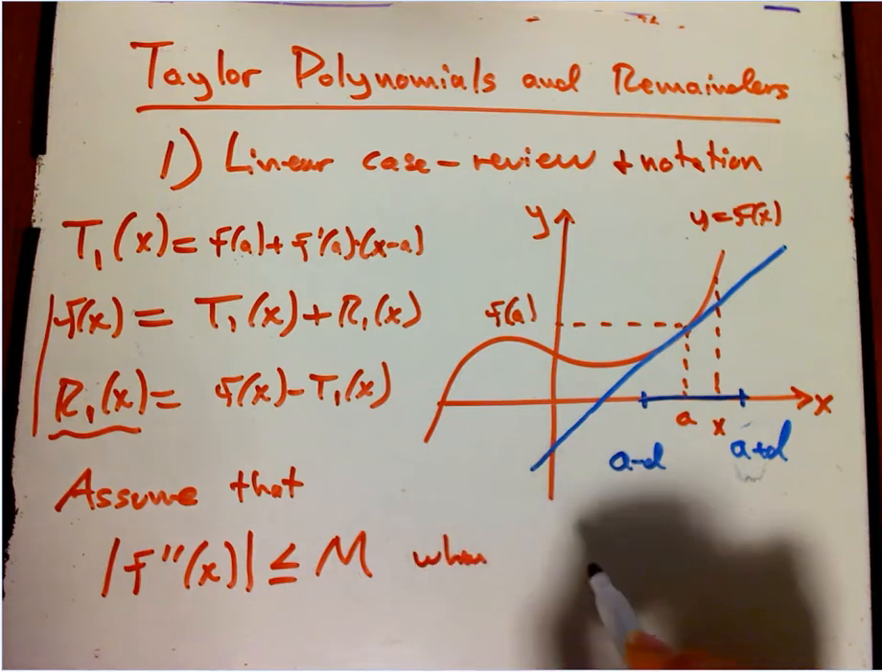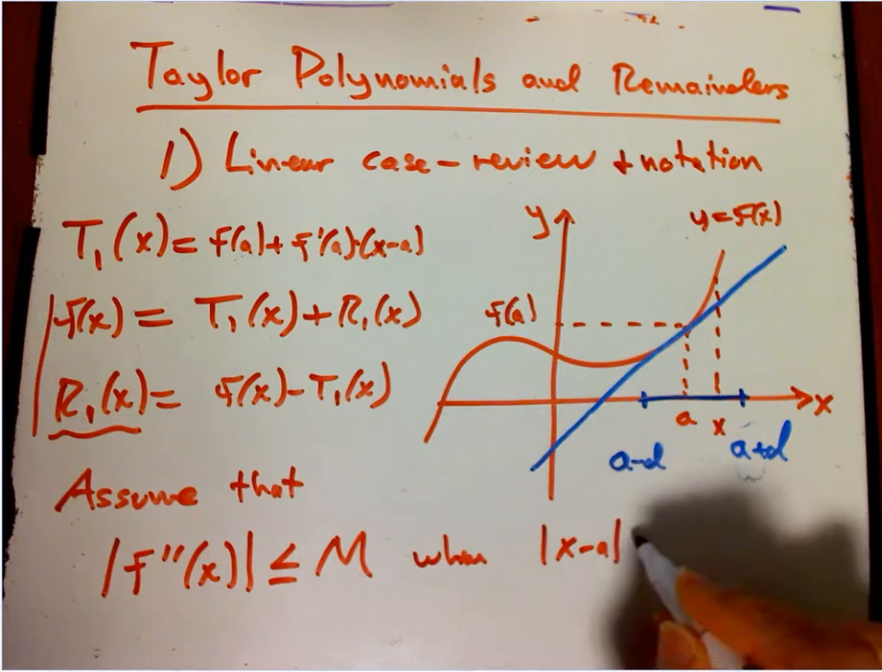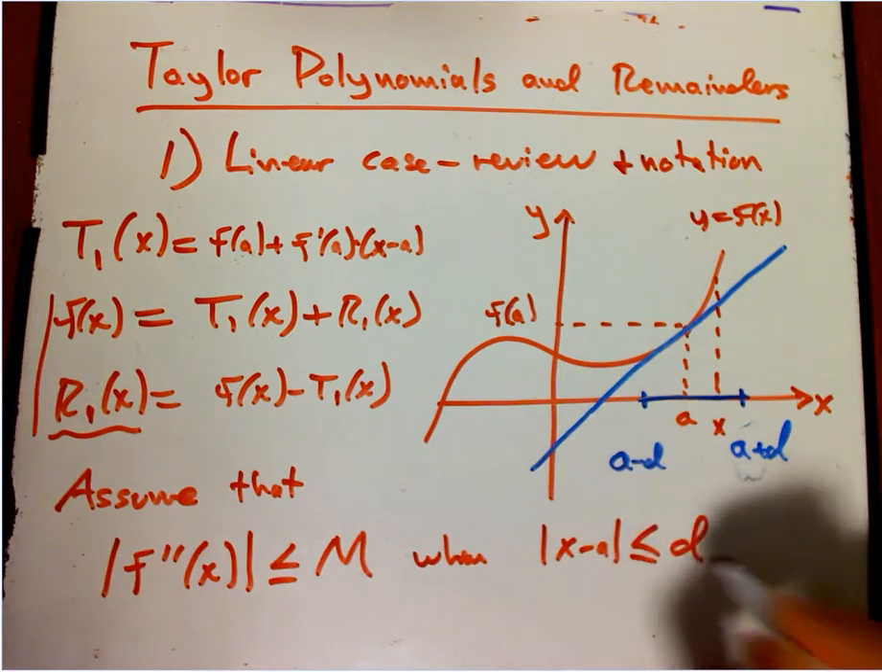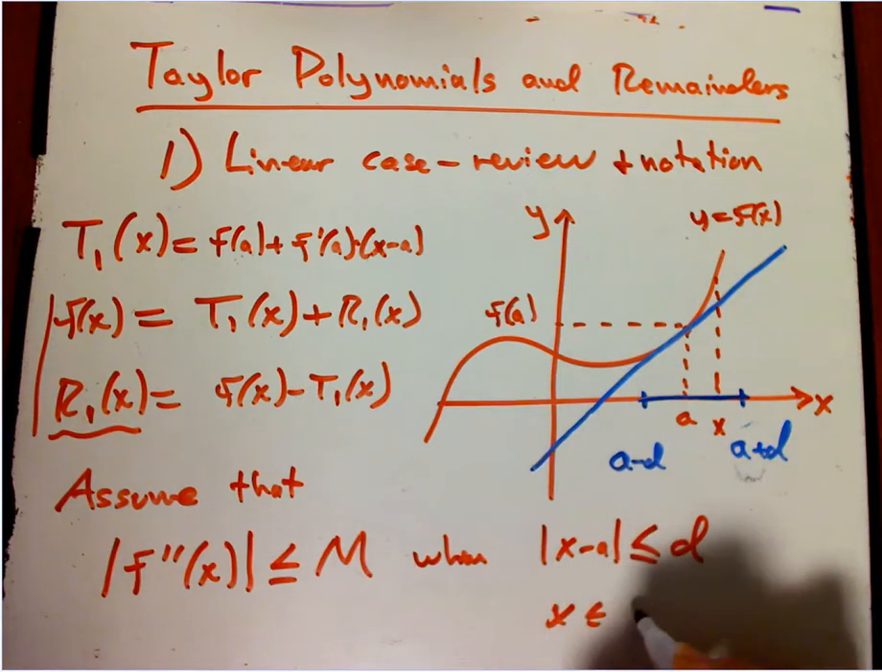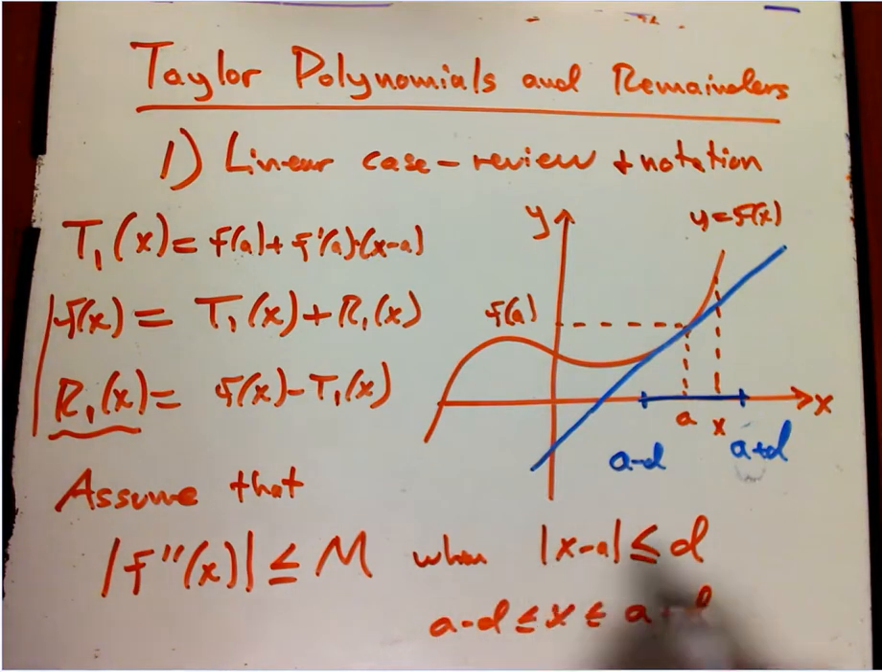But we're only going to assume that that's true when the distance between x and a is less than or equal to d. Or in other words, x is exactly in this region. You see a lot of stuff where you get absolute value inequalities. You can always unpack those into a chain of inequalities if you find that to be friendlier. Okay, so we're going to assume all that stuff.